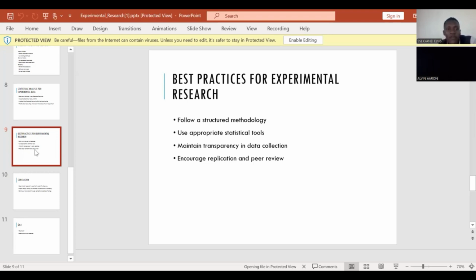We also have peer review. Peer review basically involves submitting the research findings to experts in the field for critical evaluation before publication.